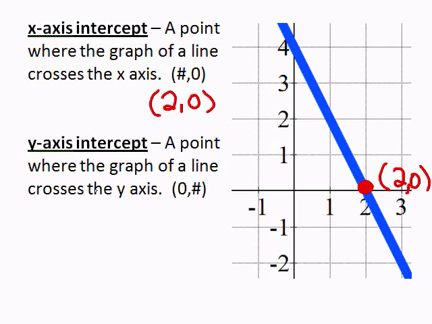Let's find the y-axis intercept. That's the point where the line crosses the y-axis. I'm going to write that in green. The y-axis is crossed by the line at 0, 4. So the y-axis intercept is 0, 4, and notice, when I wrote the y-axis intercept as a point, it's always going to be 0, some number.